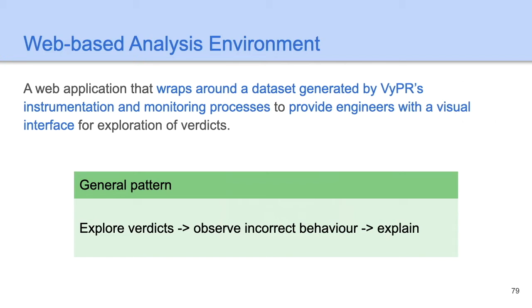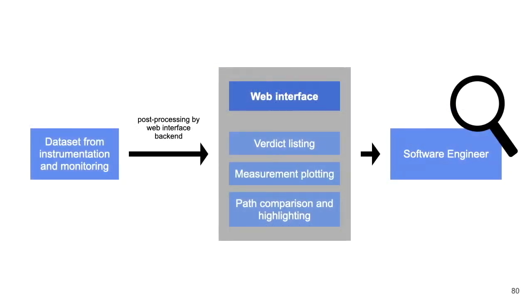The general pattern of use is exploration of verdicts in order to observe incorrect behavior and then ultimately to explain it. The architecture of the web tool is as follows. We start with a dataset obtained by instrumentation and monitoring, and then the web interface's backend performs some post-processing to get certain explanation data ready for the engineer to use. The web interface then allows verdict listing, measurement plotting, and path comparison and highlighting. Ultimately, all of these features are exposed to the software engineer through an intuitive interface, so quite complex and sophisticated analyses can be performed using just a few clicks in the web browser.